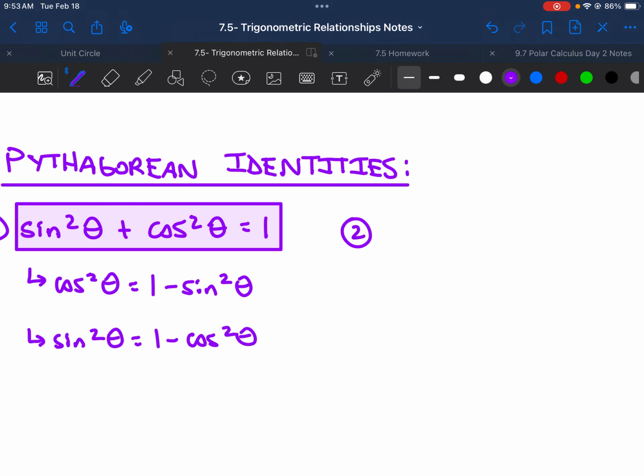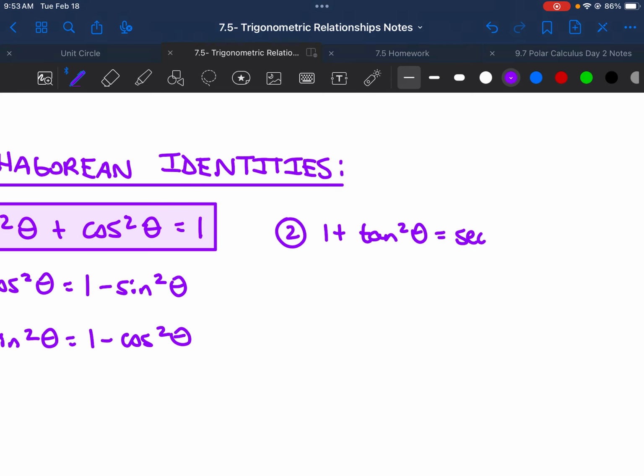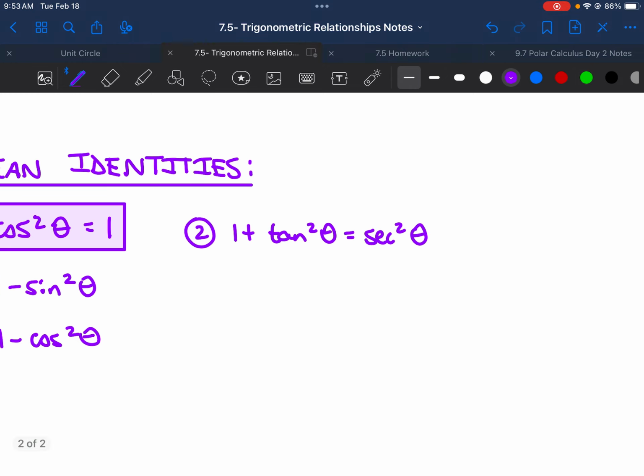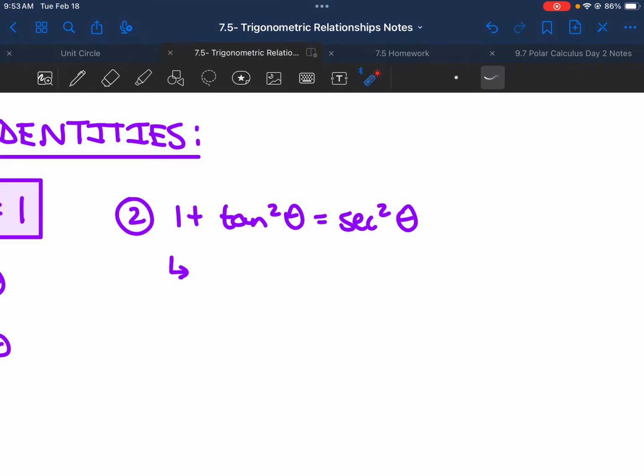Okay? The second Pythagorean identity is going to be 1 plus tangent squared of theta equals secant squared of theta. Okay? And just like the previous Pythagorean identity, we can rearrange this in a couple different ways. I can take this tangent squared of theta and subtract it to the other side. That would give me 1 equals secant squared of theta minus tangent squared of theta.